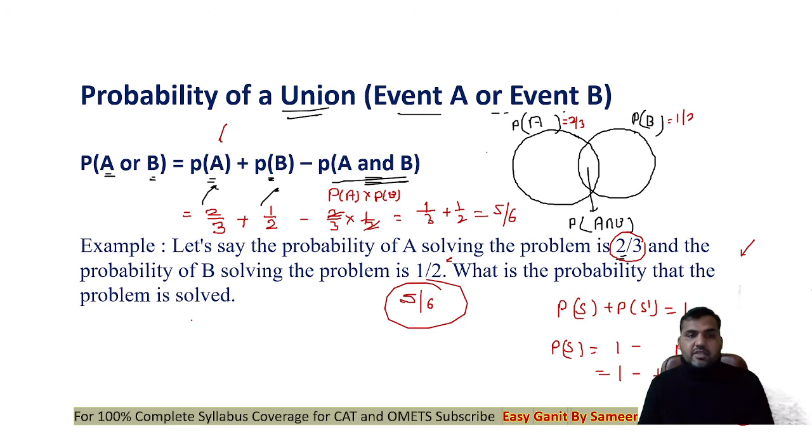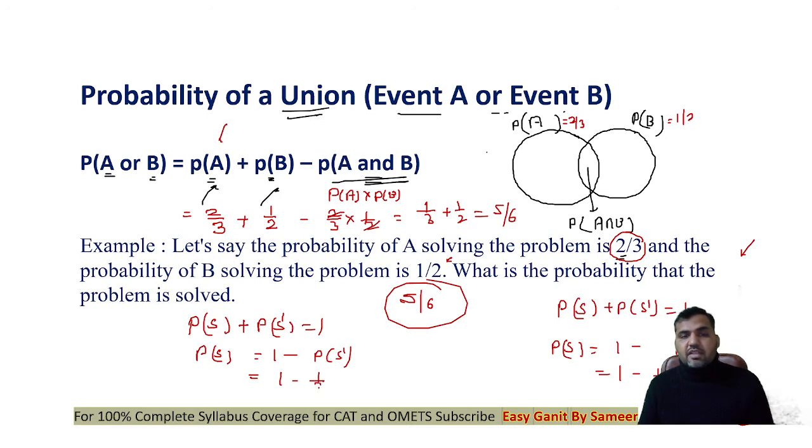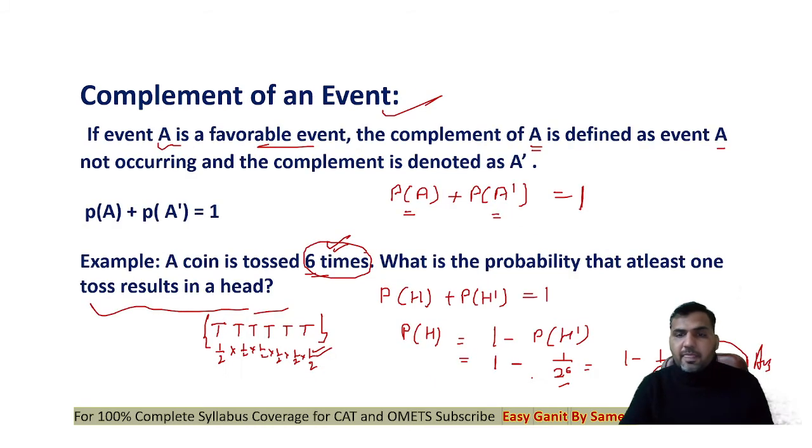Sorry, I have written it here. I'll write it down. Probability of solving the problem plus not solving the problem is 1. Solving the problem is 1 minus the problem not getting solved. 1 minus A not solving the problem. A solving the problem is 2 by 3, not solving is 1 by 3. B solving the problem is 1 by 2, not solving is 1 by 2. 1 minus 1 upon 6. Answer will be 5 by 6. Everybody? Okay.